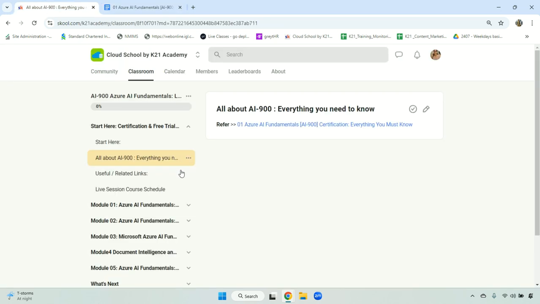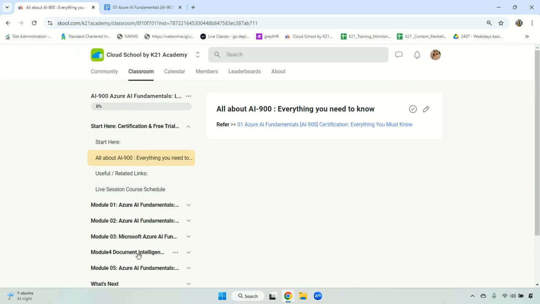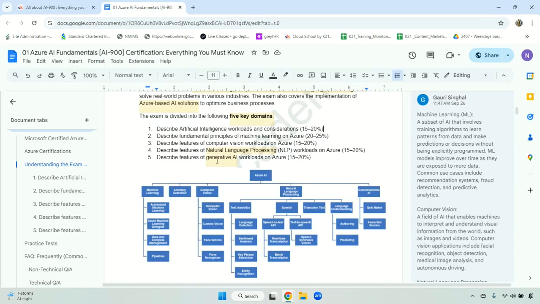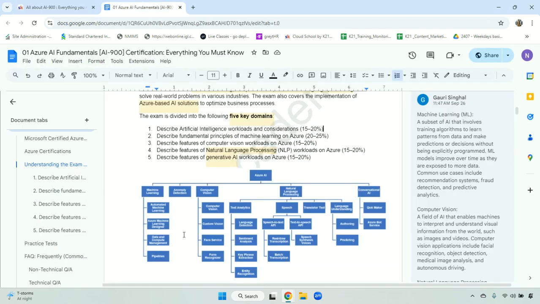Also, I'll show you how it has been divided. If you go to this particular AI 900 course, you will see that we are talking about these 5 modules over there, and this is how the key domains have been divided. When I say artificial intelligence workloads and considerations, this is where we talk about it. Azure AI fundamentals we can talk about, and you can expand it to see what all things it has. That is how these 5 domains have been divided.